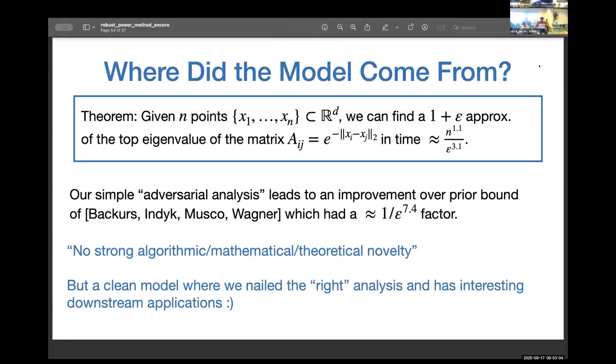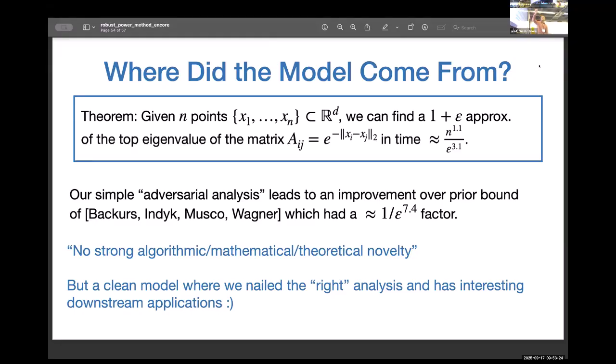All right, so now let me just give you a quick peek of where this model came from. It's not like we sat down in a room one day and said, okay, I really want to study adversarial power method, which is a very valid thing to do, by the way. It's a very interesting question, but we were working on another problem. It's not relevant to the rest of the talk, but I thought I'd show you where it comes from.